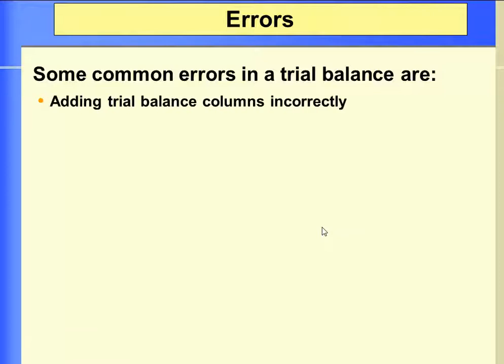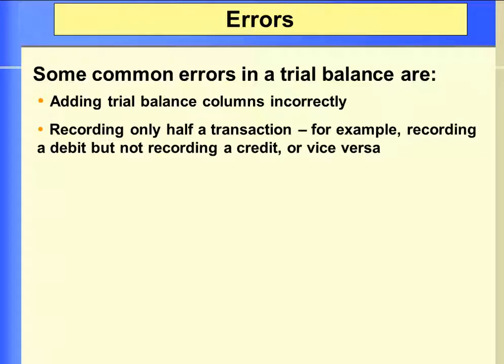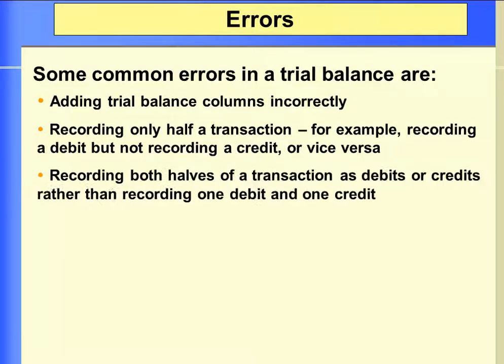Common errors in a trial balance. Adding trial balance columns incorrectly. Make sure you're adding them correctly, and if they're not correct, just go back and double check. It's always good to use a spreadsheet too. Recording only half the transaction, a credit but not a debit, or a debit but not a credit. Recording both halves of a transaction as debits or credits rather than recording one debit and one credit.